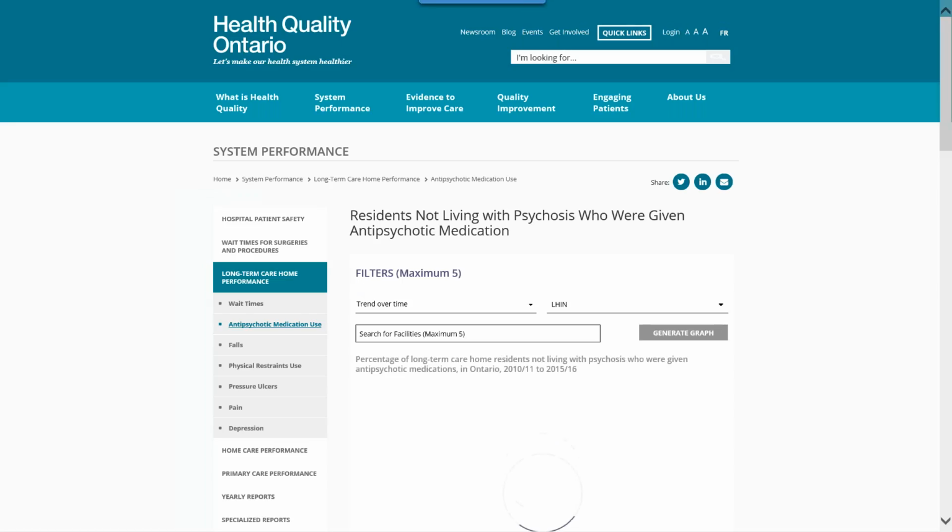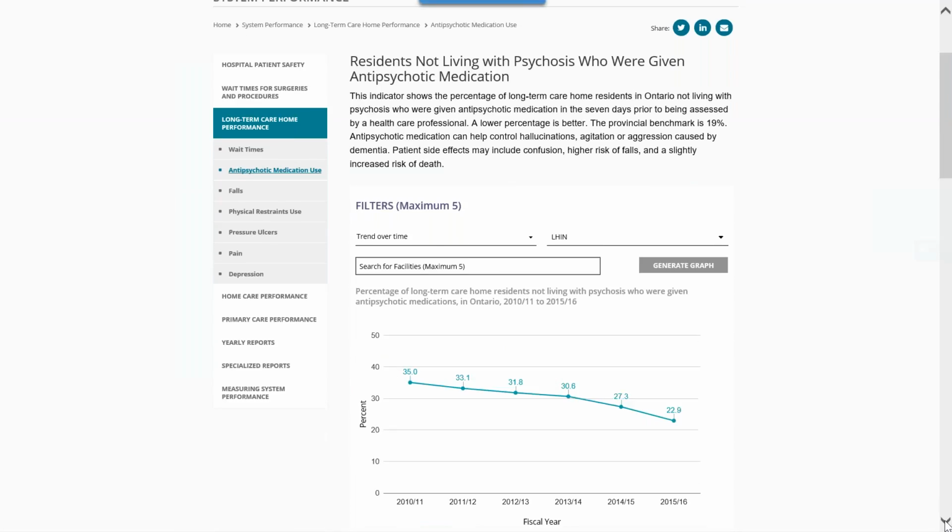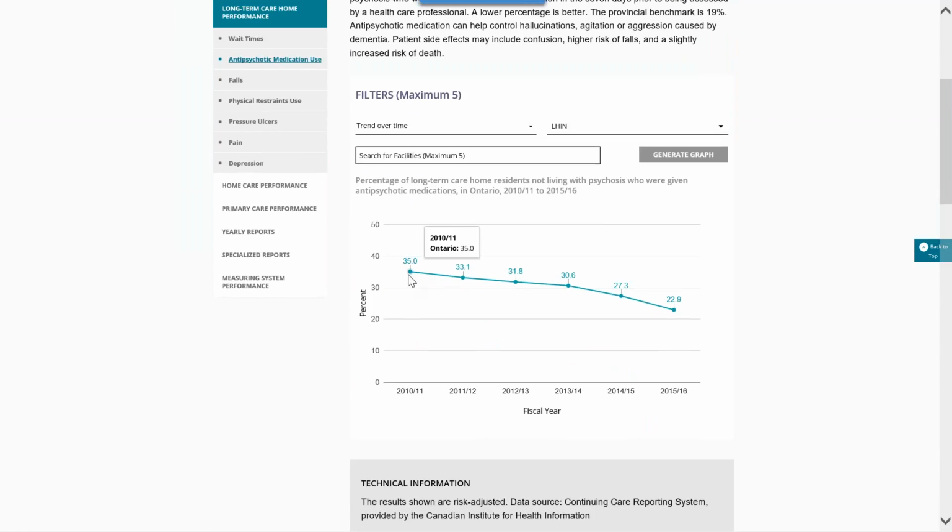And then if you want to look at actual results, you can click on the indicator, and here's the measure for people living with no psychoses who are given an antipsychotic. And then you can see here health quality is showing you the graph of how that's been decreasing. Now the only issue here is that you shouldn't really be comparing your current performance to this number. You'd have to make sure that you went back and compared the same quarter. Notice that this is 2015-2016 fiscal.